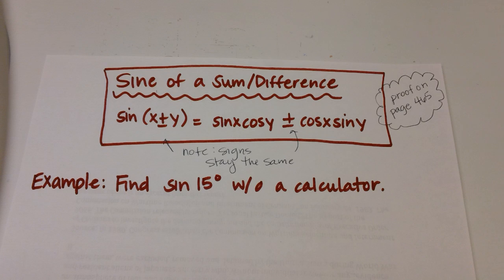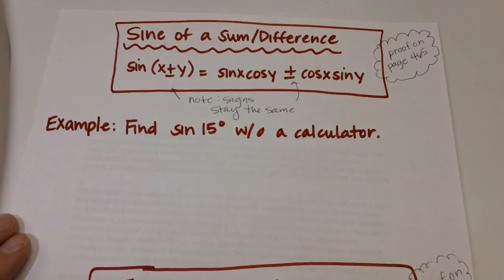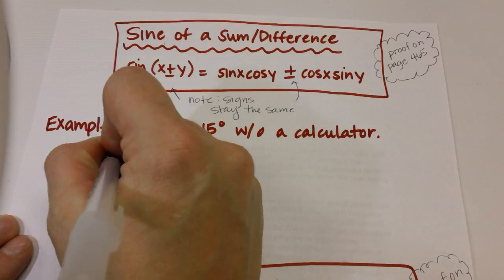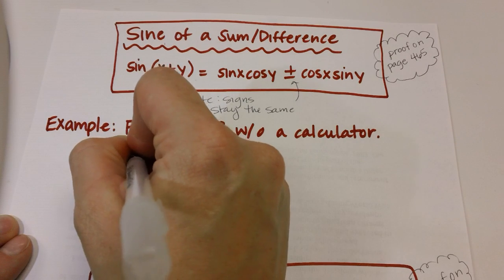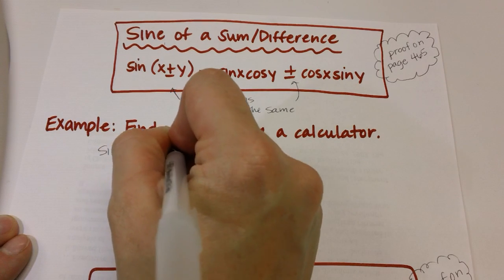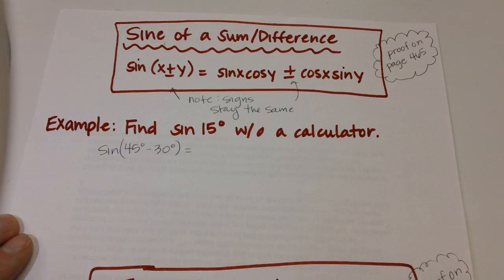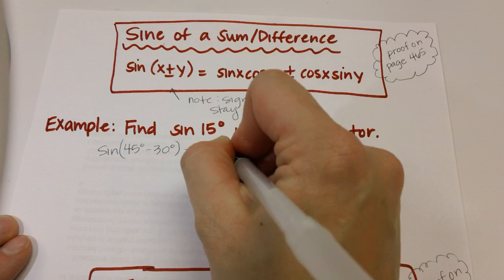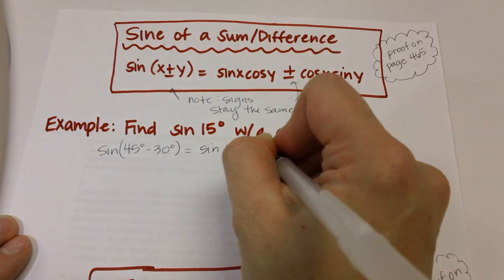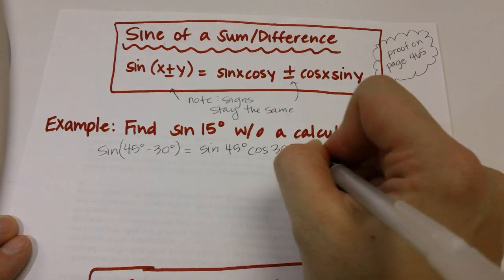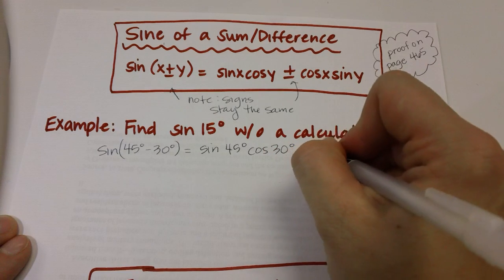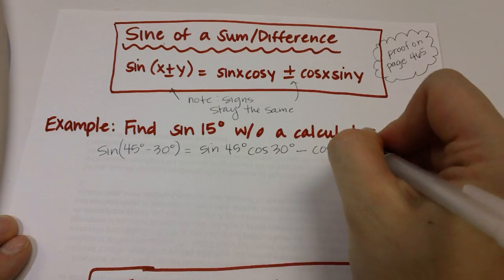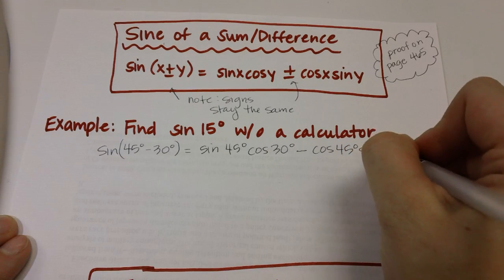Okay, so this time we're asked to find the sine of 15 degrees. So basically, it's very similar to the last example we did. We are just going to take the sine of 45 degrees minus 30 degrees. All right, plugging it into our identity, we have the sine of 45, cosine of 30, minus the cosine of 45, the sine of 30.